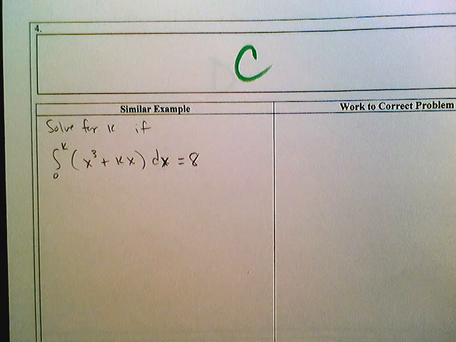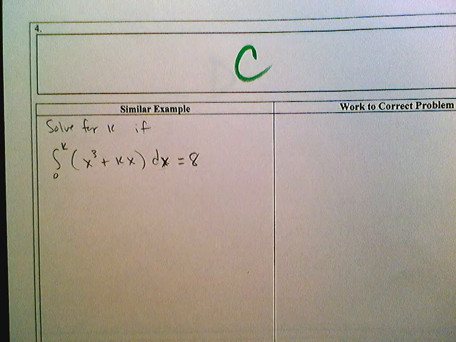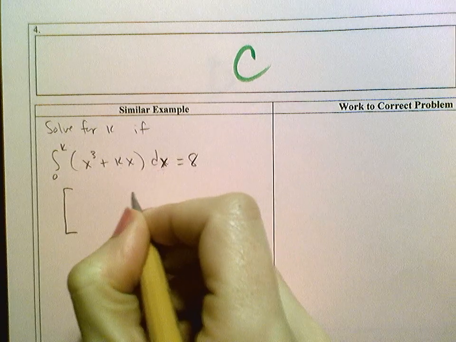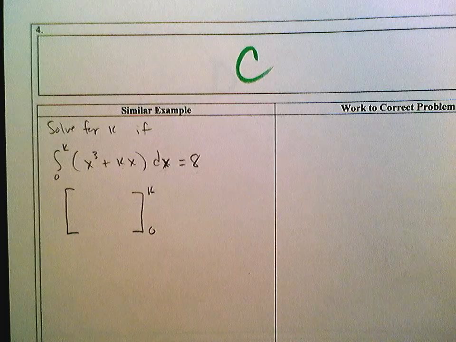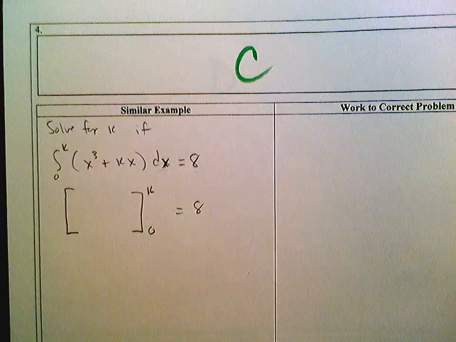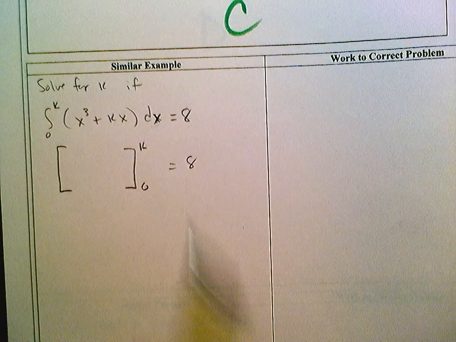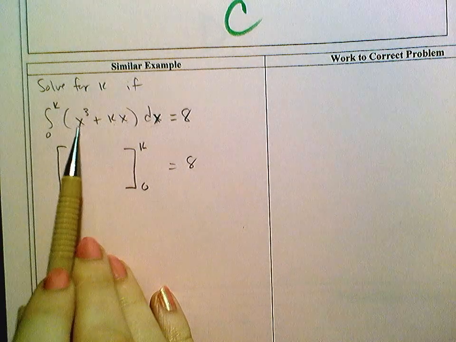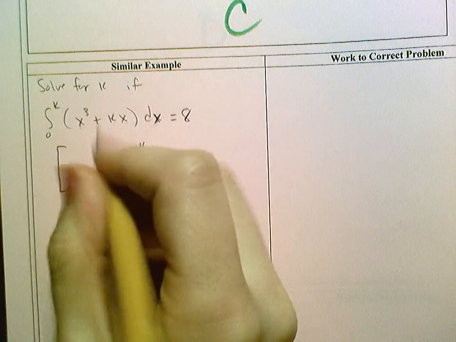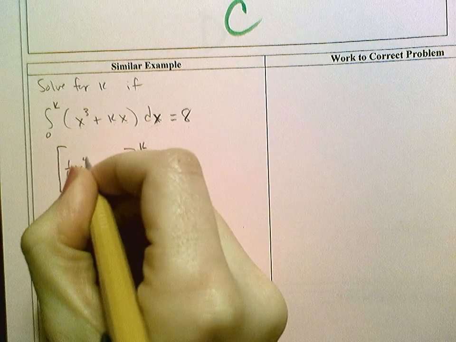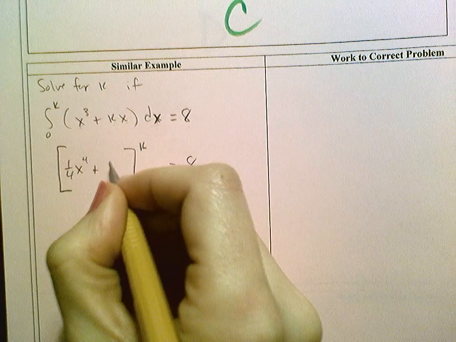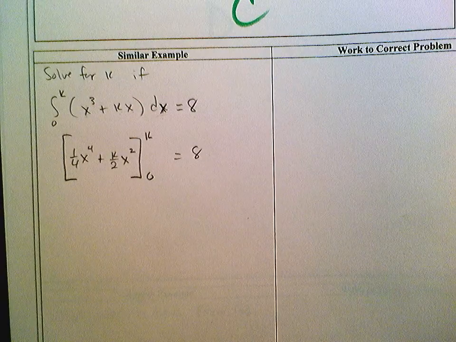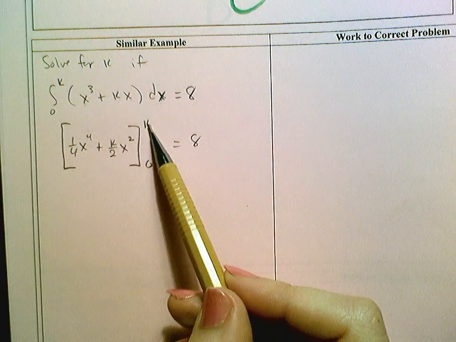All right, now you ask yourself, limit, derivative, or antiderivative? The answer is antiderivative. On the left-hand side for a problem like this, you want to use the fundamental theorem of calculus. And I'll just maintain the equation, so bring down equals 8. Now what goes inside the brackets is the antiderivative of this. So the antiderivative of this part, I use power rule. It's 1/4 x to the 4th plus k over 2 x squared. Okay, and then I'm going to plug in k.